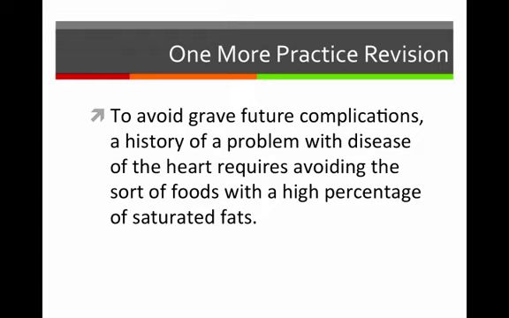So I have a dangling infinitive phrase, and then I have a pile of proliferating prepositional phrases of a problem with a disease of the heart. Seriously? Why can't this person just say a history of heart disease? Requires avoiding the sort of foods with a high percentage of saturated fat. People with a history of heart disease should avoid foods high in saturated fats to avoid grave future complications.